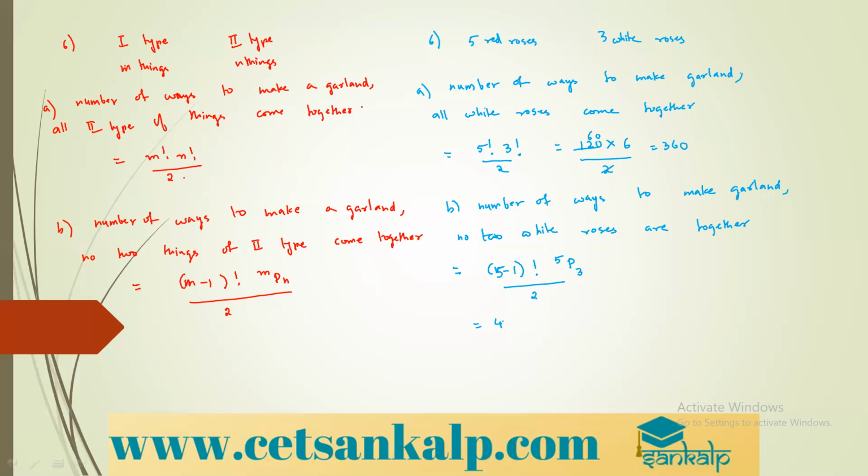That means it will be 4 factorial. What is 5P3? Start with 5, take 3 numbers. Already 2 is there, so the 2's will cancel. 4 factorial is 24 into 30. That is 720 ways the garland can be formed.